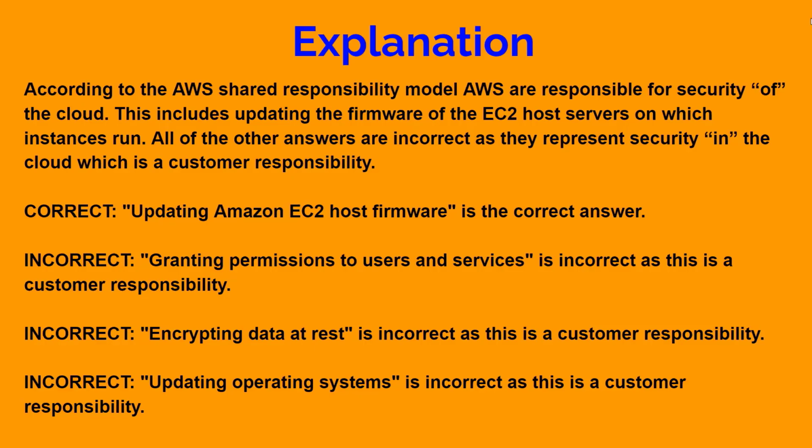Explanation. According to the AWS shared responsibility model, AWS is responsible for security of the cloud. This includes updating the firmware of the EC2 host servers on which instances run. All of the other answers are incorrect as they represent security in the cloud, which is a customer responsibility. Correct. Updating Amazon EC2 host firmware is the correct answer. Incorrect. Granting permissions to users and services is incorrect as this is a customer responsibility. Incorrect. Encrypting data at rest is incorrect as this is a customer responsibility. Incorrect. Updating operating systems is incorrect as this is a customer responsibility.